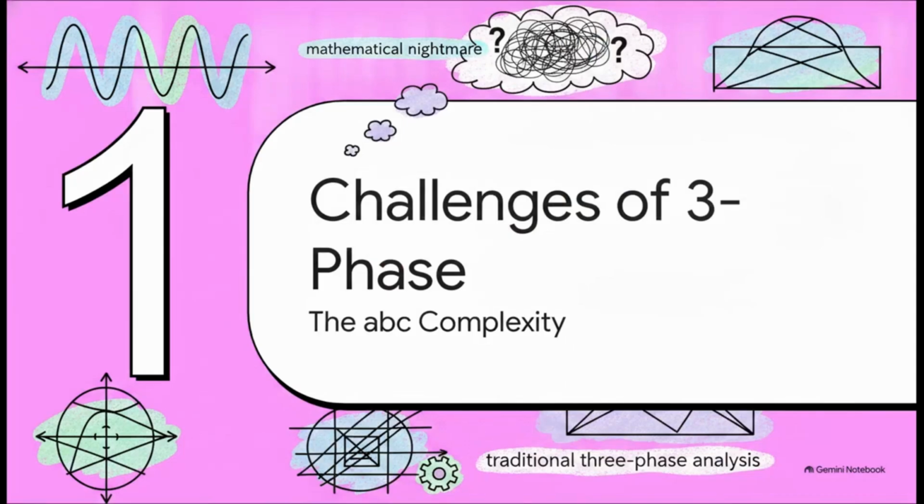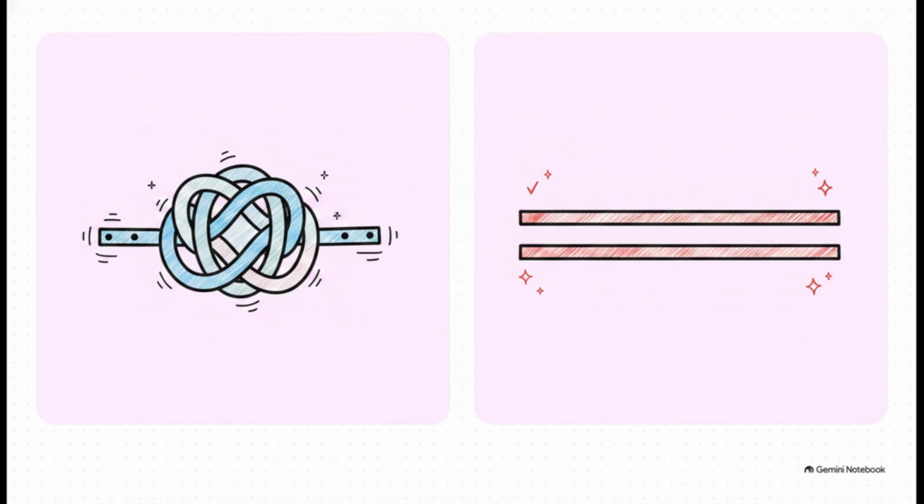All right, let's jump right into part one, the challenges of the three-phase system, or what I like to call the ABC complexity. So to really appreciate the brilliant engineering solution we use today, we kind of have to understand the mathematical nightmare of traditional three-phase analysis first. Just look at the sheer contrast on screen. On the left side, we have our physical reality, right?